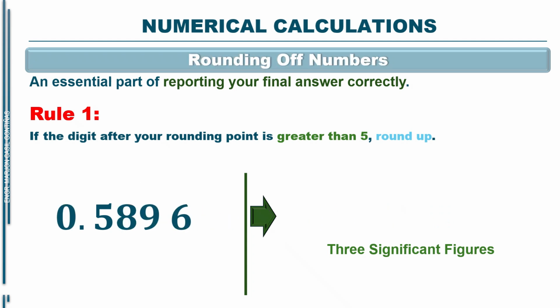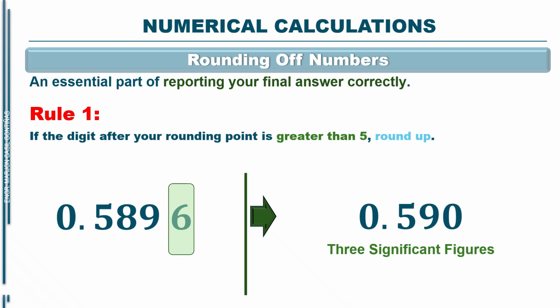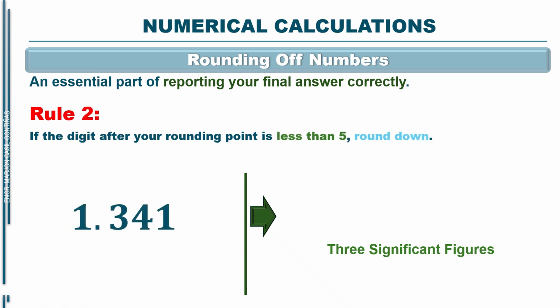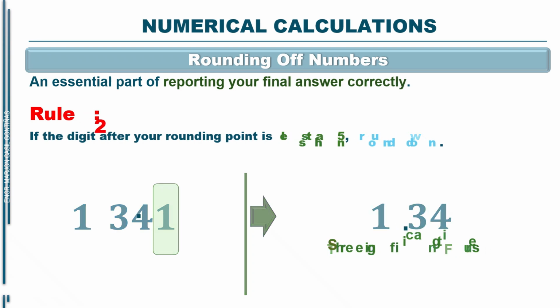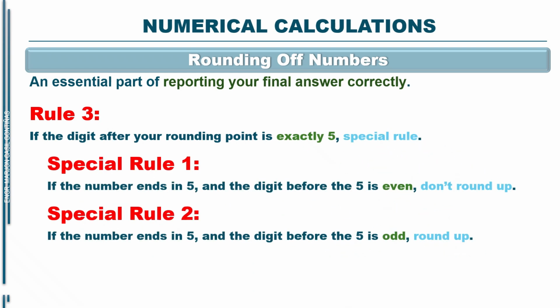Round 0.5896 to 3 significant figures. The fourth digit is 6, so it becomes 0.590. Round 1.341 to 3 significant figures. The fourth digit is 1, so it becomes 1.34. Now, the special case: if the number ends in 5 and the digit before the 5 is even, don't round it up.